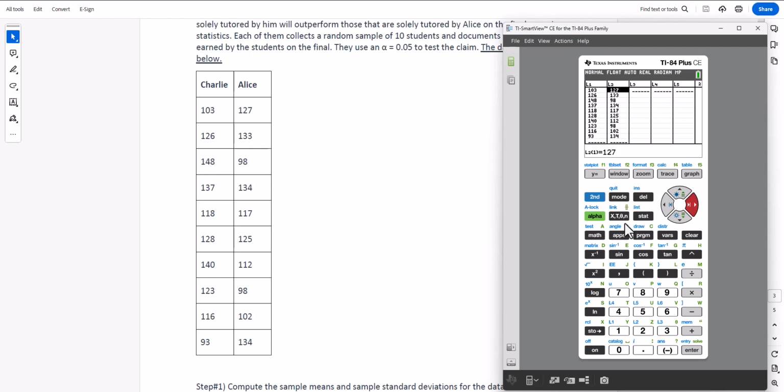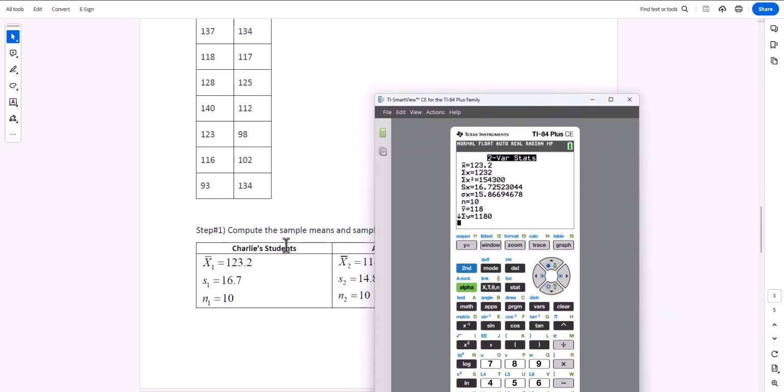After we enter the data, our next step is we press Stat again and we select Calculate. I like to select the two variable statistics, especially if you have the same number of data values. It'll calculate all the summary statistics for both data sets. Hit Enter. Make sure L1 and L2 are selected. Select Calculate, hit Enter. And then we can make our comparison.